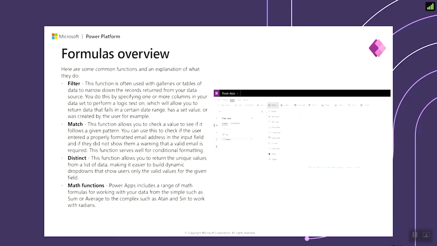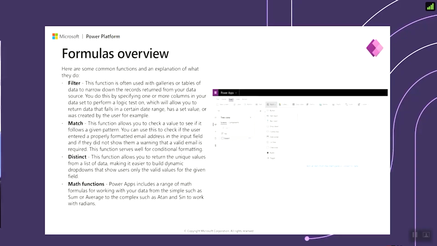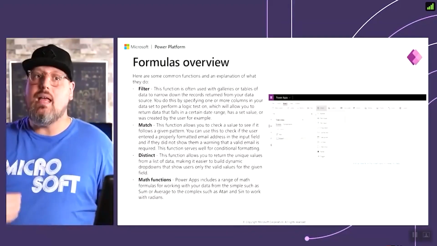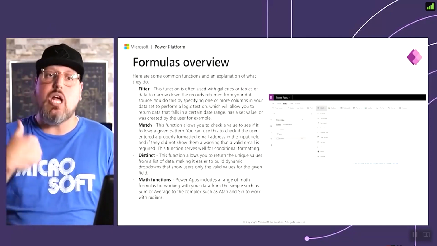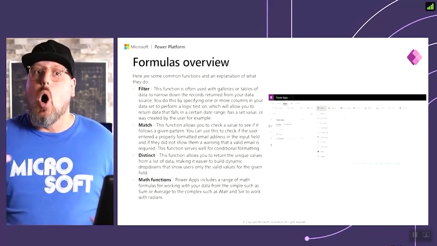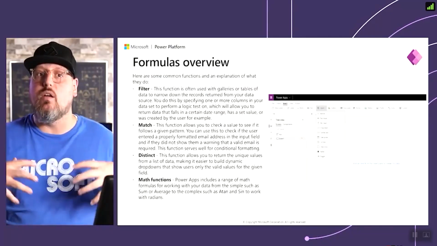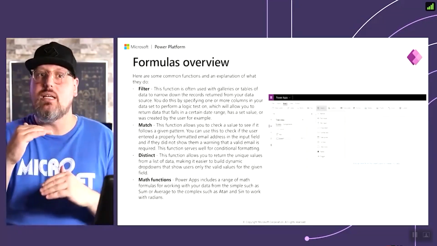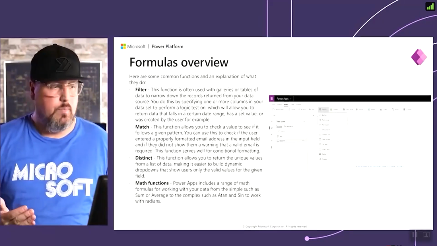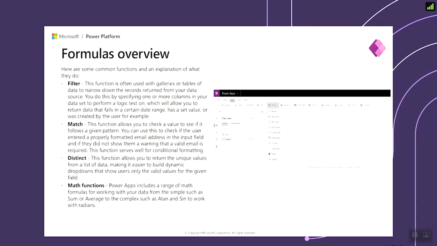You do this by specifying one or more columns in your data set to perform a logic test on, which will allow you to return the data that falls in a certain date range, has a set value, or was created by the user, for example. Again, show me the inspections to do tomorrow in this location where I am the inspector. All of those things fall in the category of a filter, and then your list will only show those records. Also, you can do a Match formula.